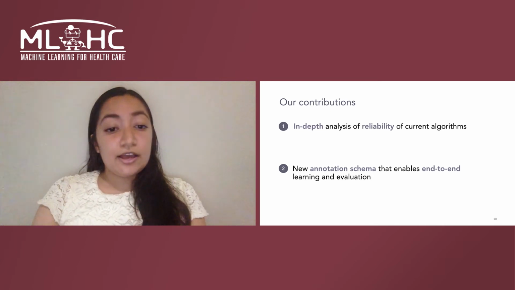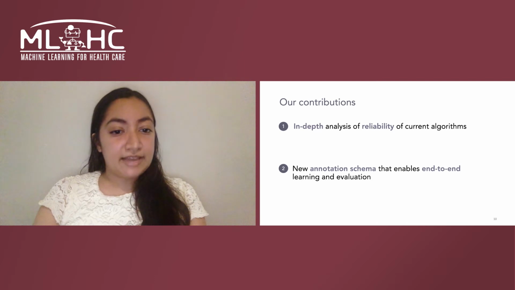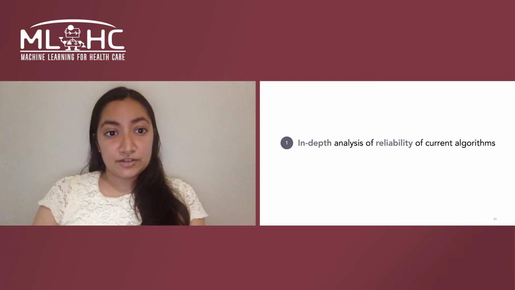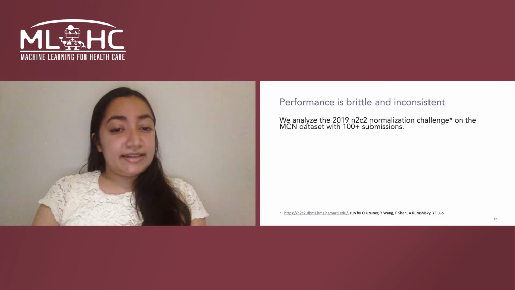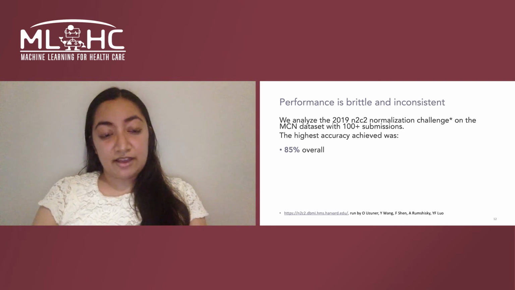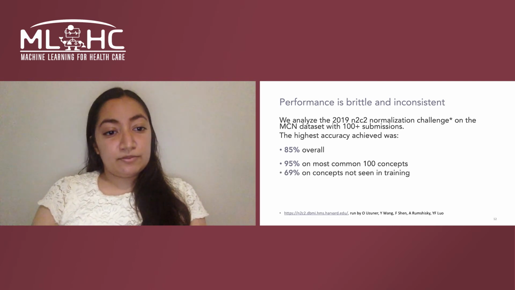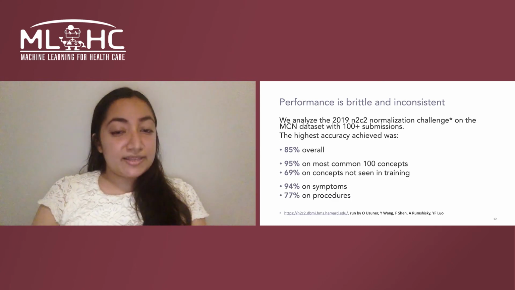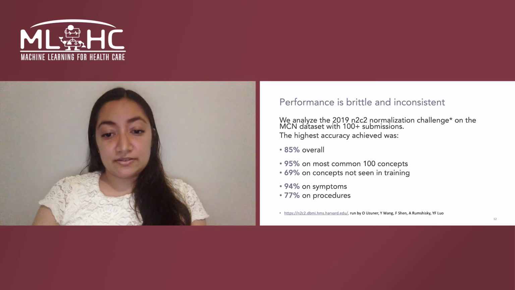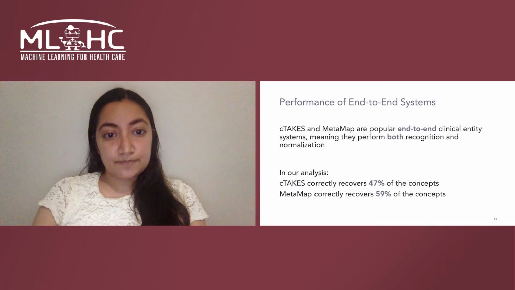Our contributions in this work are first, an in-depth analysis of the reliability of current algorithms, and second, a new annotation schema that enables end-to-end learning and evaluation. So to analyze reliability, we looked at the 2019 N2C2 normalization challenge, and we saw that while the highest accuracy achieved was 85%, this was brittle, and we perform much worse on concepts not seen during training, and performance is inconsistent across different types of concepts.